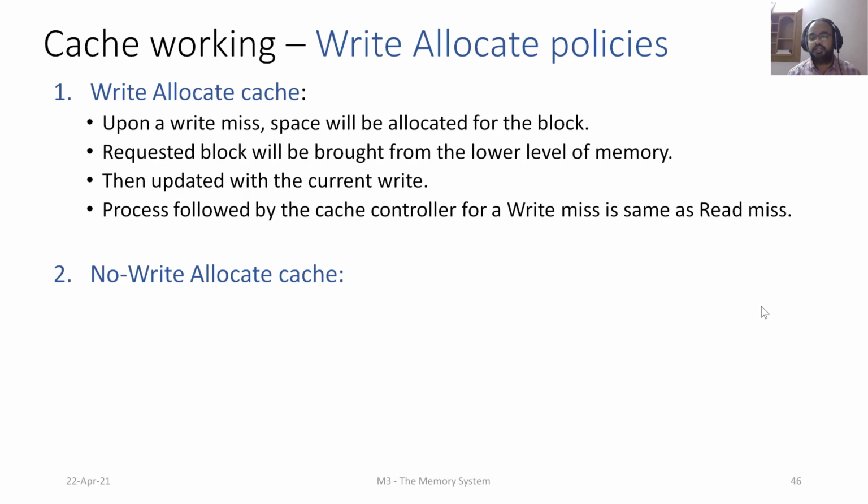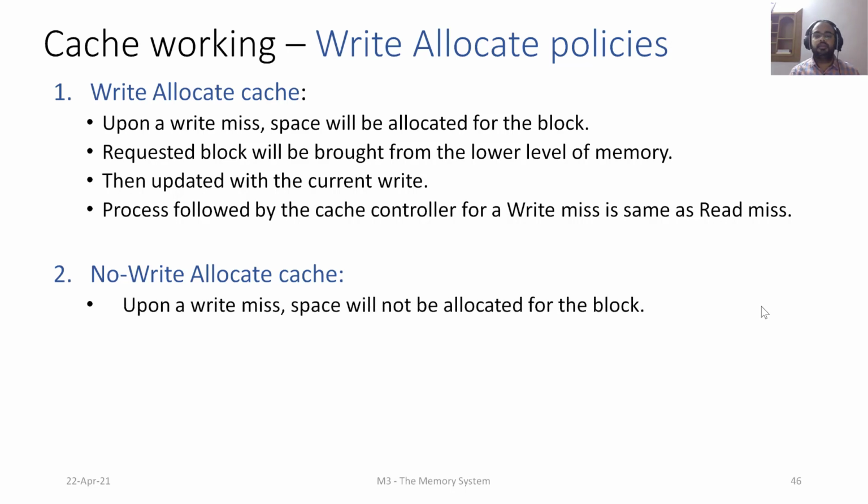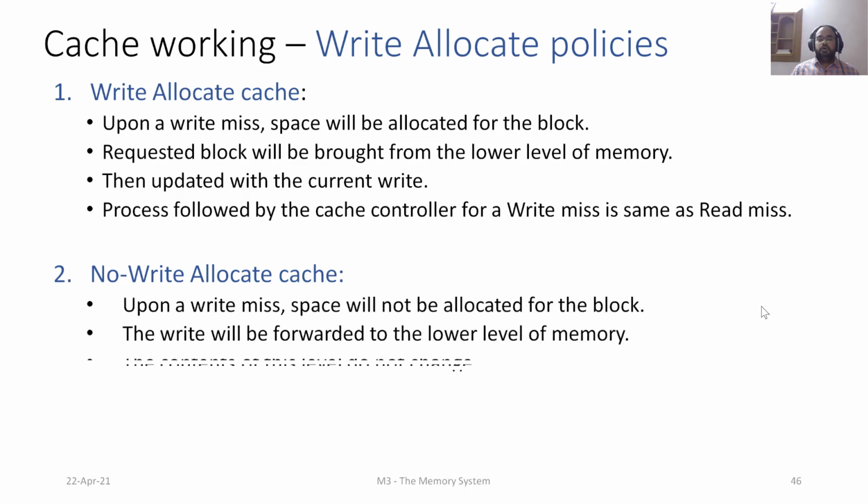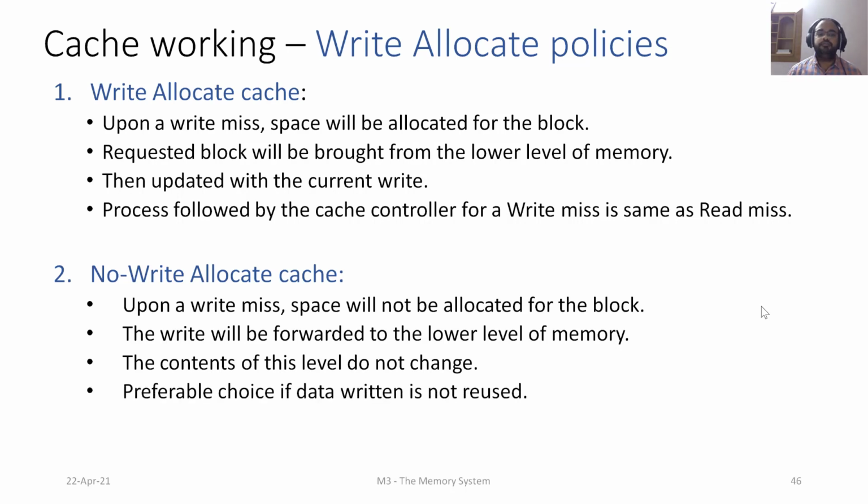Upon a write miss, what the cache controller will do is, it's going to say that I'm not going to allot space to this particular block, and it forwards the data and the address to the next level directly. So the contents of this level of cache will not change upon a write miss for a no write allocate cache. Now, when do we prefer write allocate or no write allocate? If some data we are writing to the cache we don't intend to reuse, then no write allocate is better because that space is saved in the cache and we can use it for some other important data.